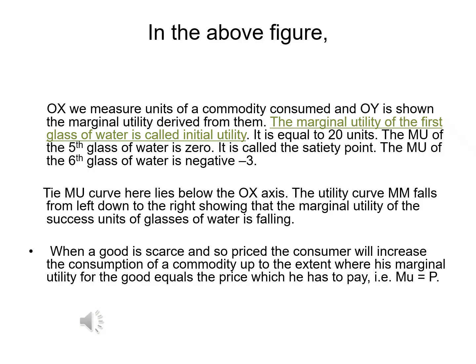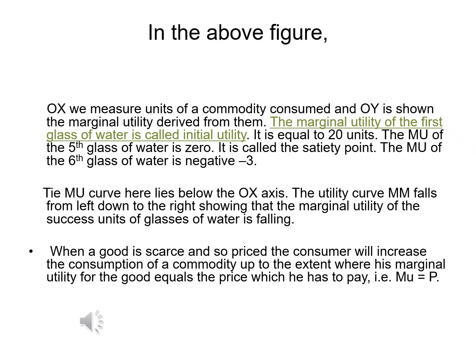The first stage is the positive marginal utility stage. Here, the marginal utility curve lies above the x-axis. Each additional unit provides positive satisfaction, encouraging the consumer to continue consuming. The second stage is the point of satiety, where marginal utility becomes zero. This is the point of maximum total utility. The consumer has achieved complete satisfaction.